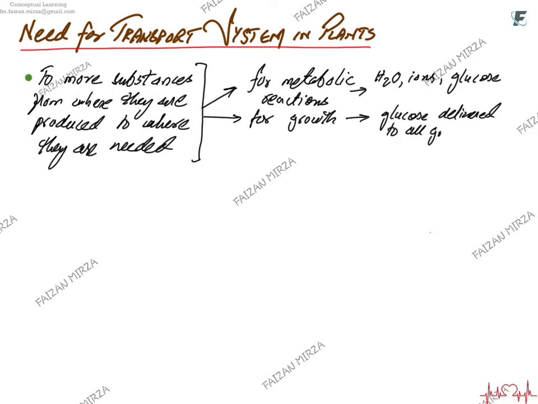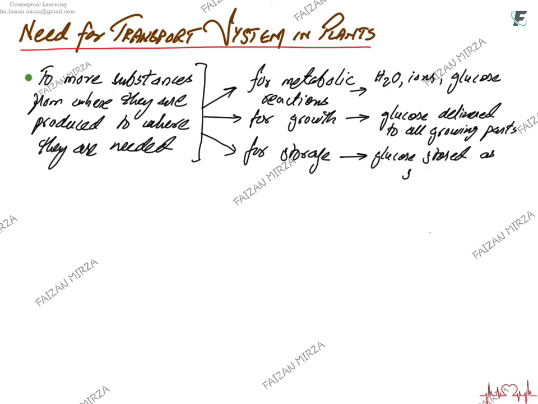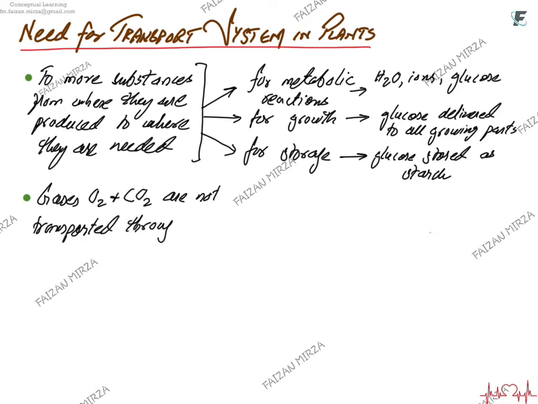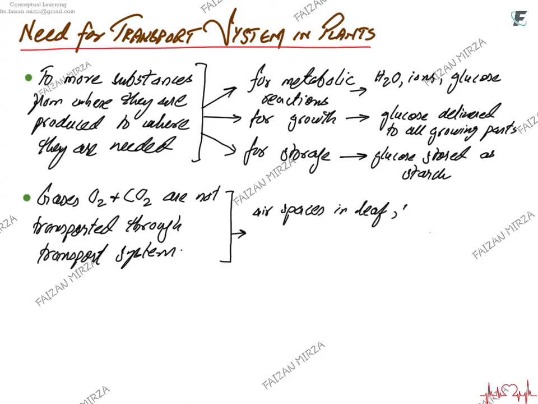So the glucose can be delivered to all the growing parts and mitosis can proceed, and if required, meiosis as well. For storage as well, so glucose can be stored as starch. These are the main points that one should keep in mind about why a transport system is actually required in plants. Gases also need to be transported, oxygen, carbon dioxide. These are not transported through the transport system though, unlike our bodies, unlike the mammalian transport system.